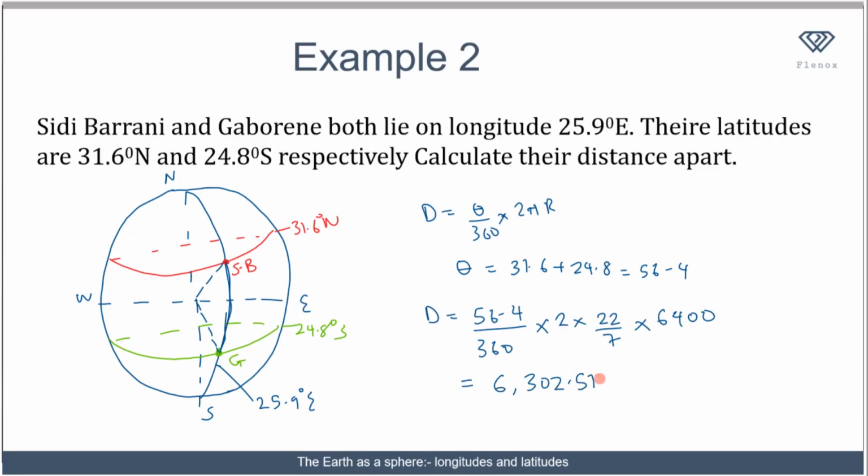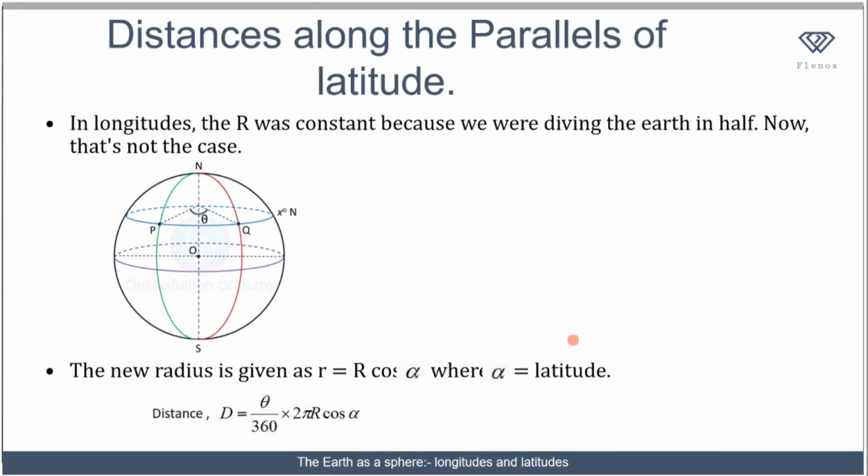6,302.5 kilometers. So the distance between Sidi Barani and Gaborone is 6,302.5 kilometers. Now let's look at how we calculate distances along the parallels of latitude.